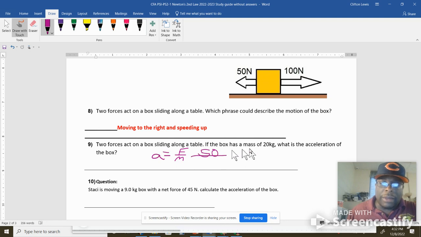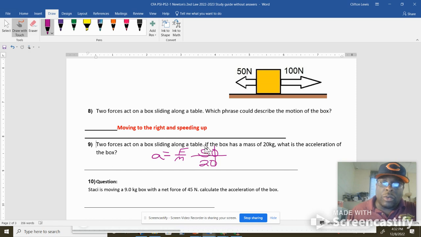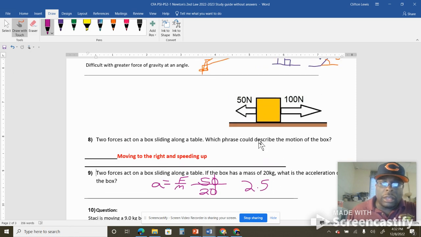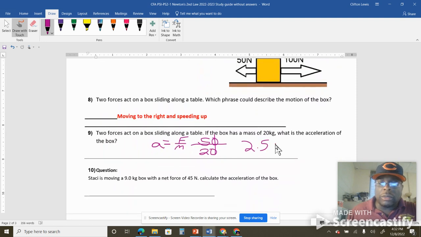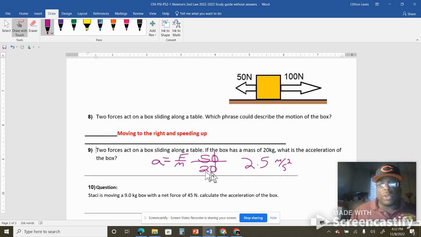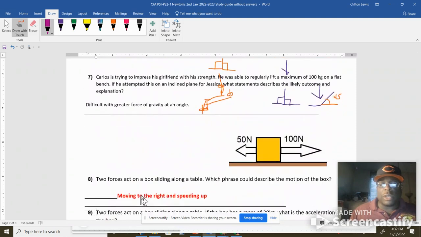That's divided by 20 kilograms. That's the mass. So how many times can 20 go into 50? It'd be 2.5. We're talking about acceleration, so it's meters per second squared. Because again, a Newton is kilogram times meter per second squared, and we had a kilogram at the bottom, the 20 kilograms right here. So that's meters per second squared. Sorry if I'm not using all these units.